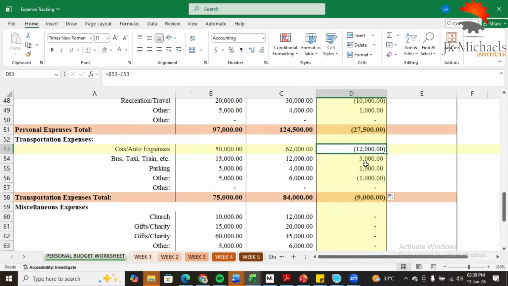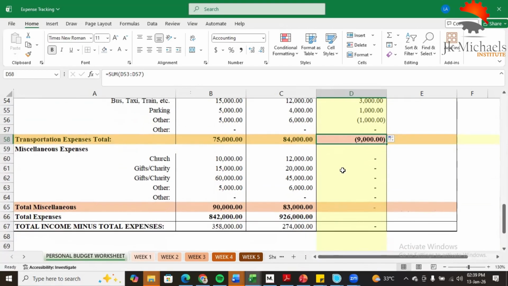We are overspending on 12, we're overspending on 1, right? 12 and 1, right? Our positive spend is 3,000, right? So you can see in this case we spent under budget, right? Everything sums up to 9,000. So 75 plus 9 will give us 85. So we budgeted 75 and then we ended up spending 84,000, which is a variance of 9,000.